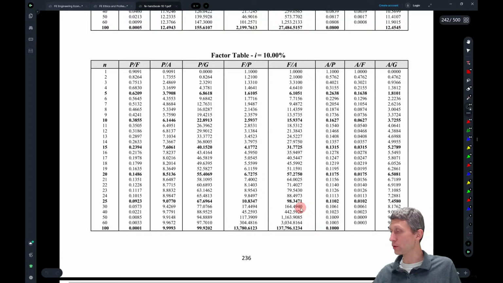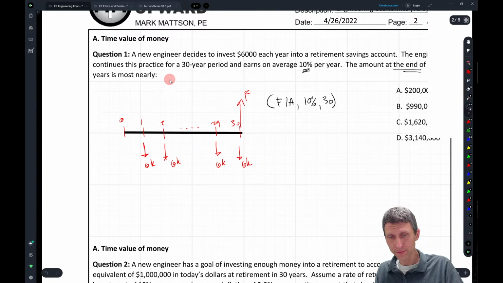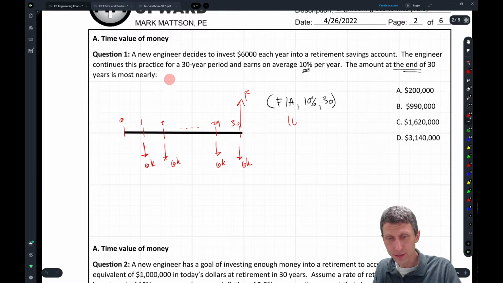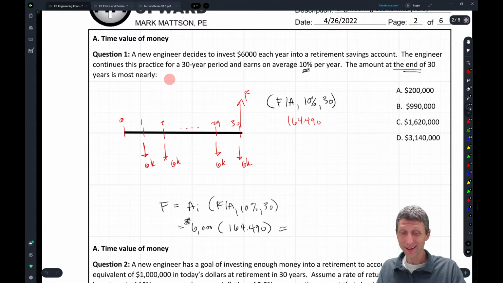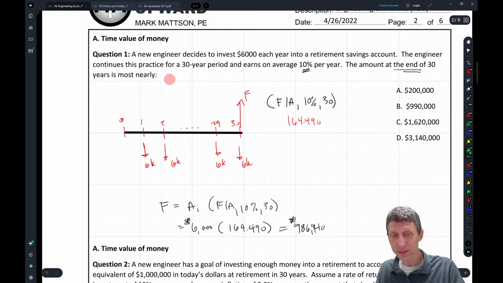164.4940. So actually what I could do is come back here, sorry, let me get back here. And this factor is essentially 164.490. So when we come down here, essentially what we're going to say is our future value, F, equals our annual installment times F given A for 10% interest over 30 years. So what does that look like? It basically looks like this: $6,000 times our 164.490, and that works out to be $986,940. So that works out to be just about $1 million bucks.